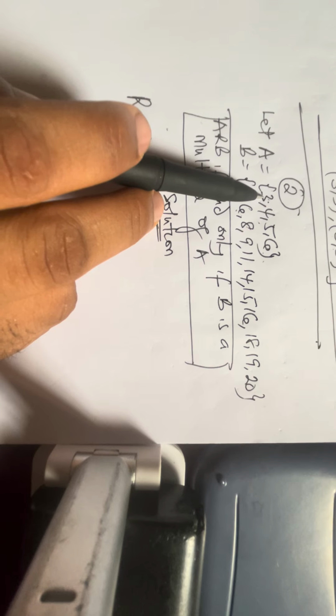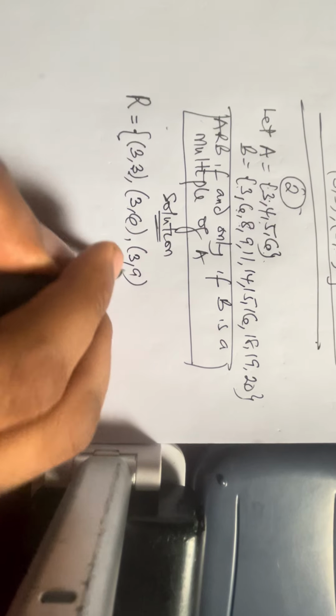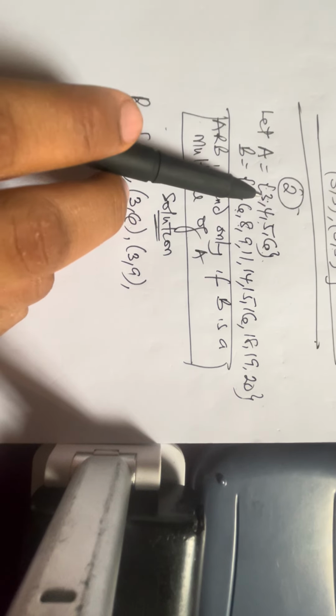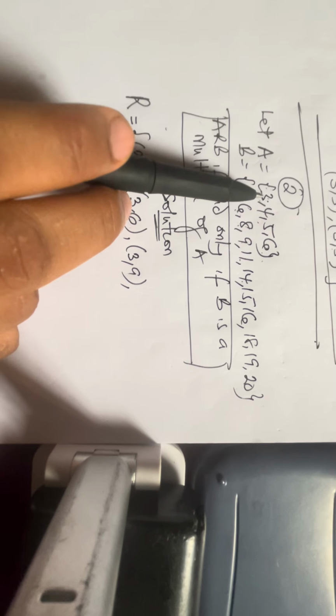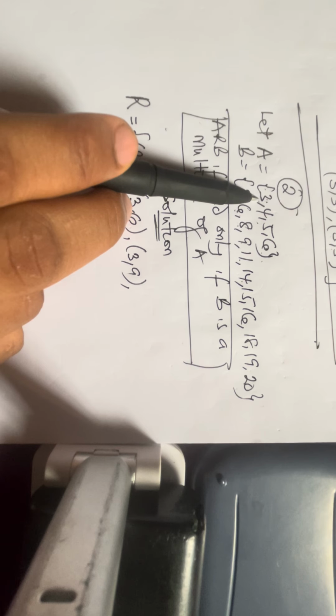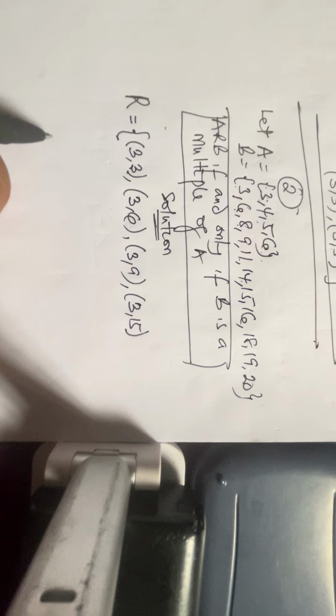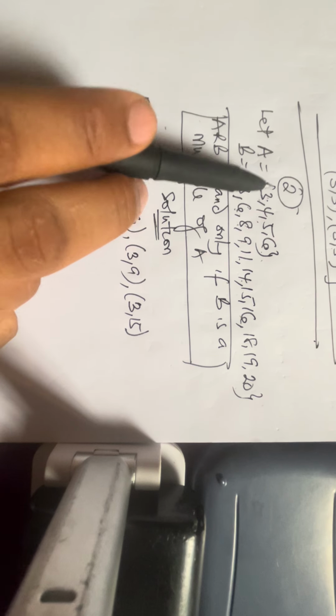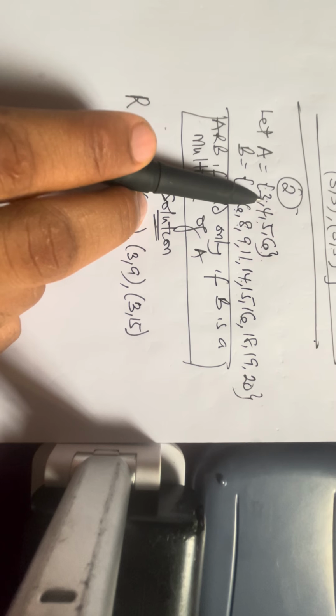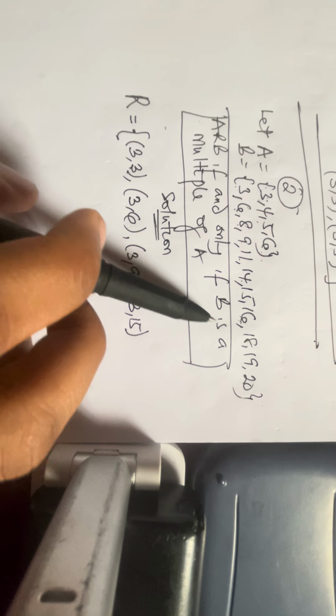So now let's check 9. Can 9 divide 3 without a remainder? Yes. 9 can actually divide 3 without a remainder because 9 divided by 3 is 3. So we say 3 comma 9. Let's check again. Can 11 divide 3? No. Can 14 divide 3? No. Can 15 divide 3? Yes. So we say 3 comma 15. We are still going. Can 16 divide 3 without a remainder? No. 16 cannot divide 3 without a remainder.